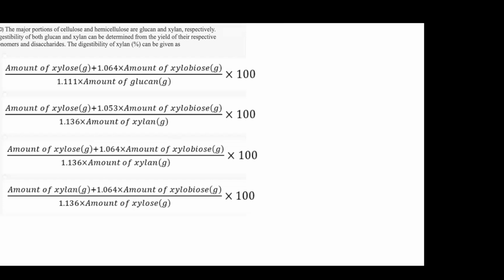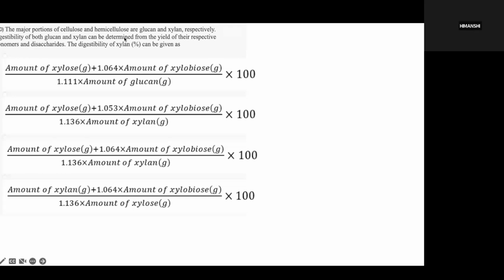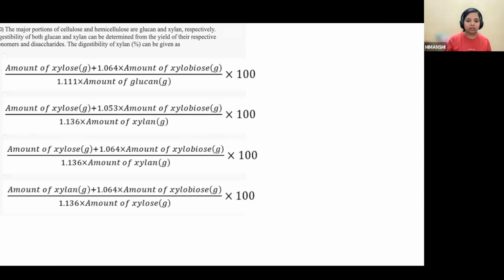What it is asking is, it is saying the major proportion of cellulose and hemicellulose are glucan and xylem respectively. Digestibility of both glucan and xylem can be determined from the yield of their respective monomers and disaccharides. The digestibility of xylem can be given as. So you need to know the direct formula.